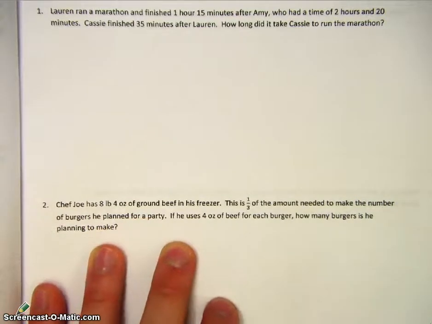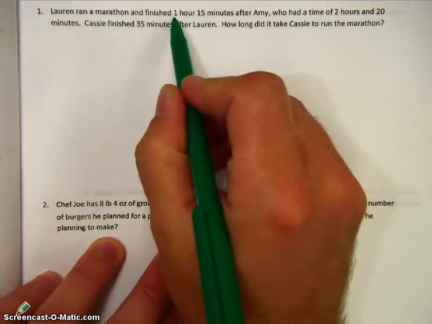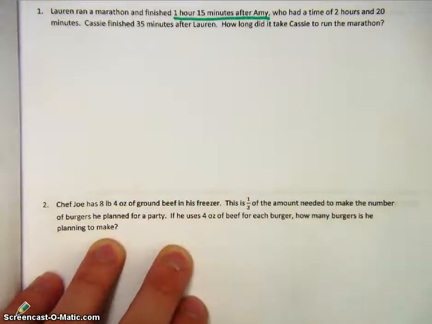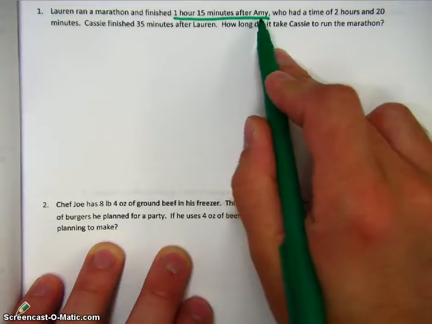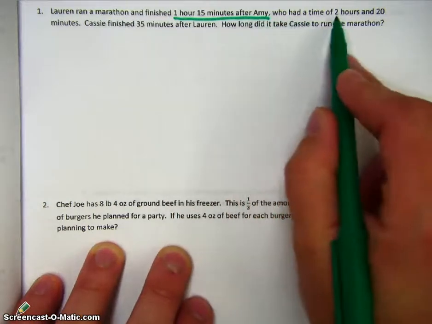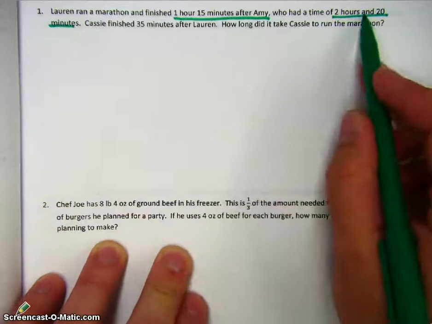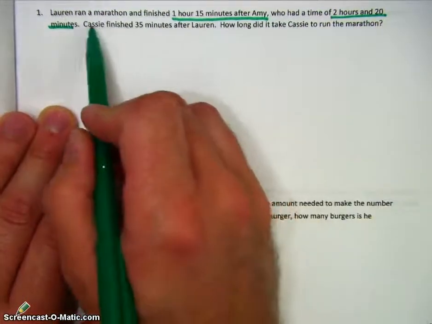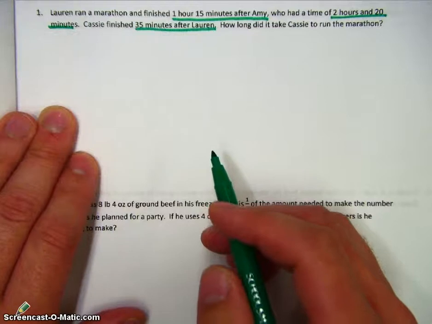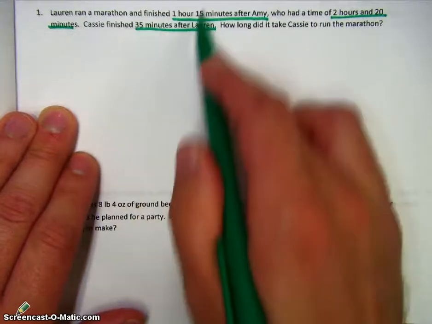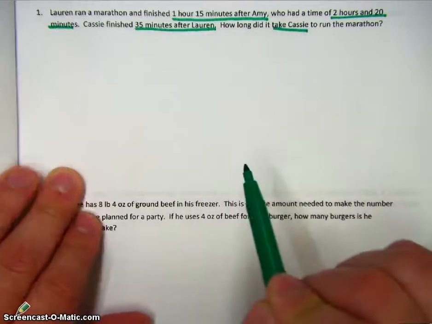Okay, so number one, Lauren ran a marathon and finished 1 hour, 15 minutes after Amy. So remember, that's not her time, it's how much after Amy. Now Amy had a time of 2 hours and 20 minutes. So now we have an actual time for Amy. Cassie finished 35 minutes after Lauren. Okay, so we're comparing the three girls together. So how long did it take Cassie to run the marathon?